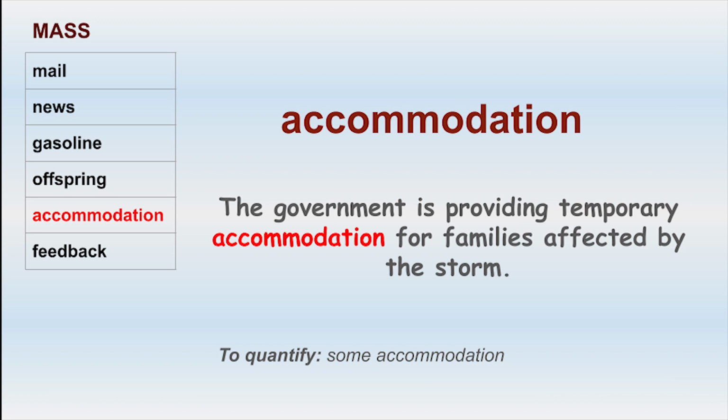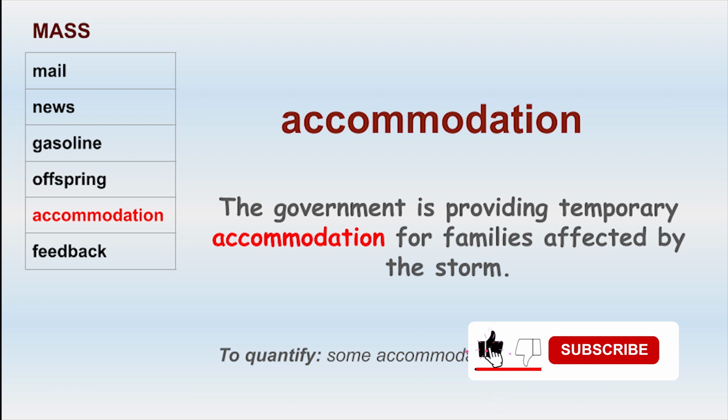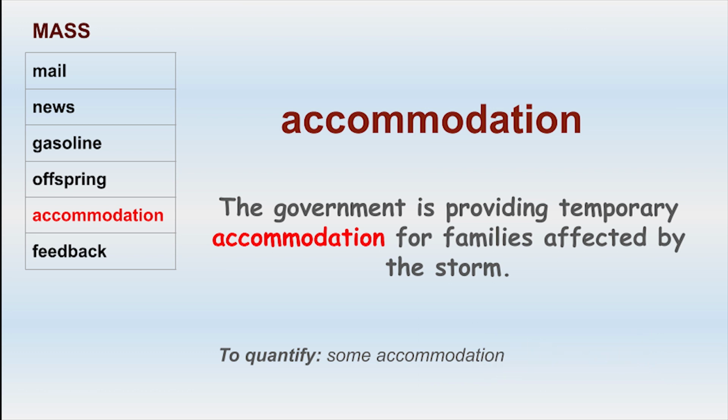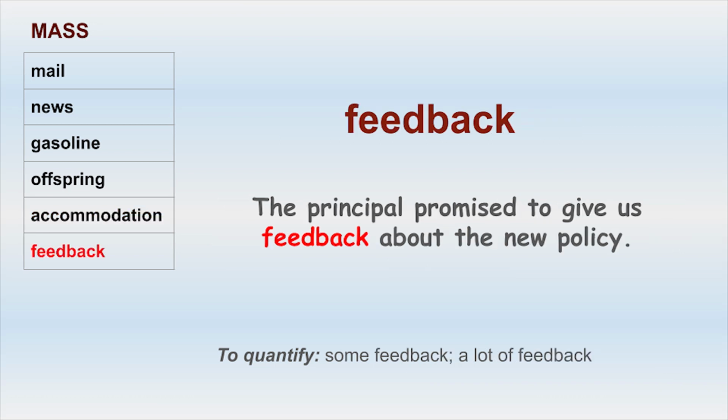Accommodation. Accommodation is another of the English words that we hear some people put an S on when they're speaking of it in a plural form, but that is incorrect. The government is providing temporary accommodation for families affected by the storm. We may say some accommodation to quantify it. Feedback. The principal promised to give us feedback about the new policy. We may say some feedback or a lot of feedback if we wish to quantify feedback.